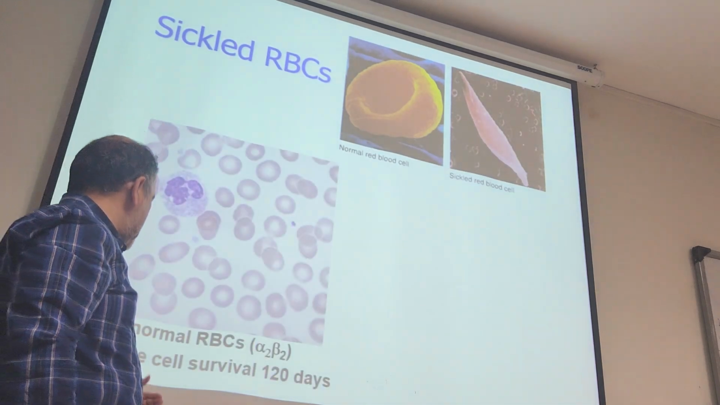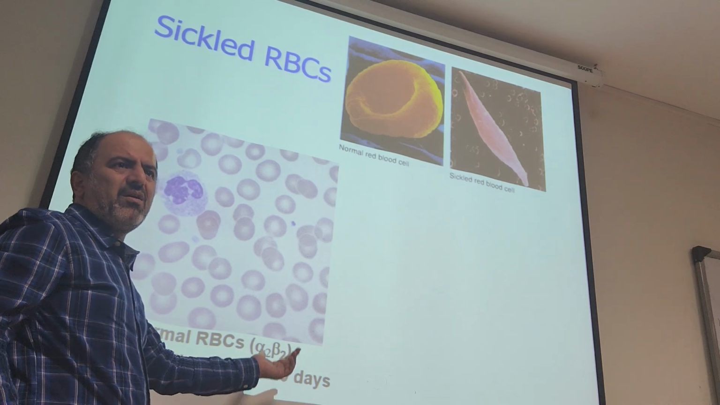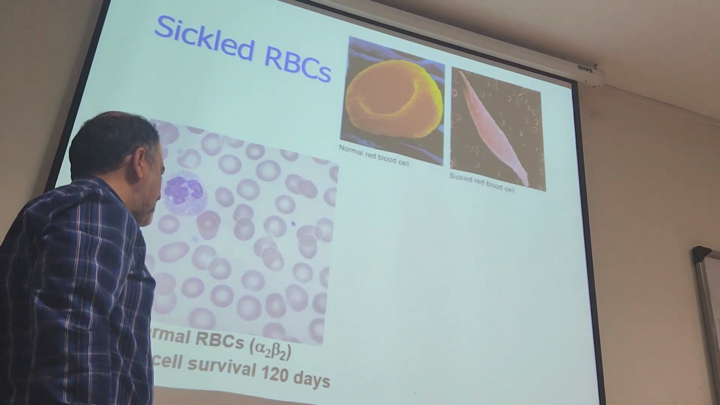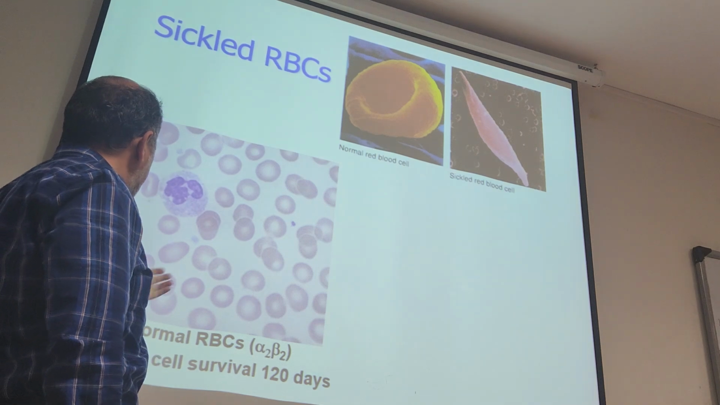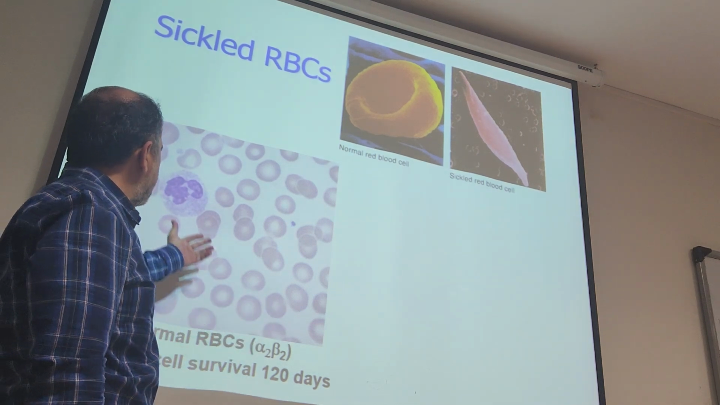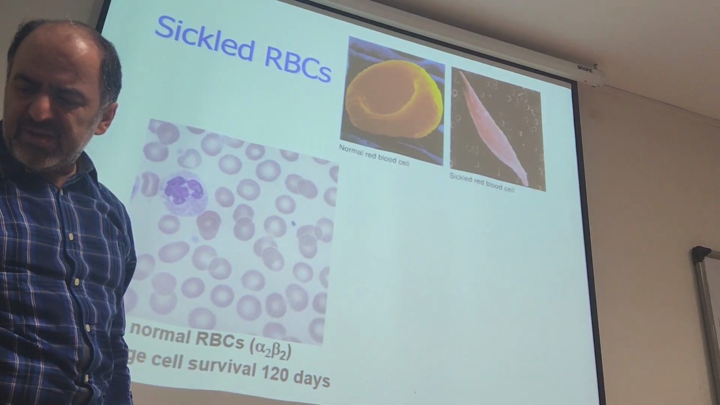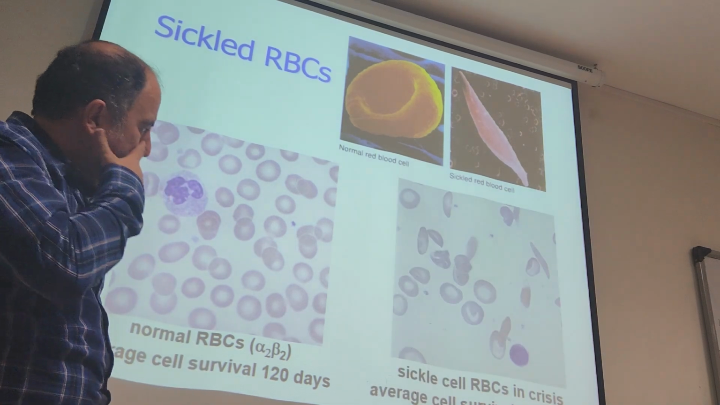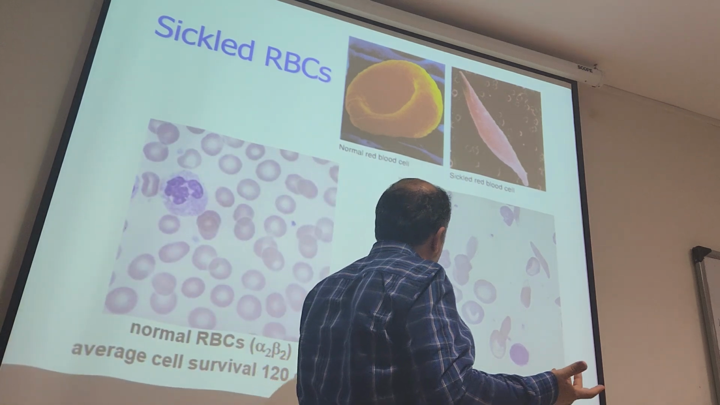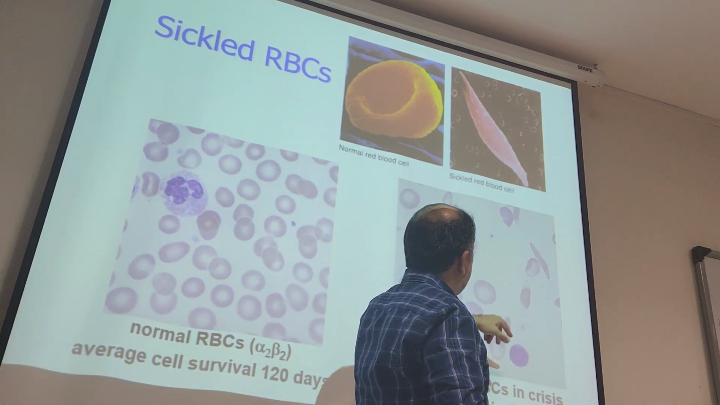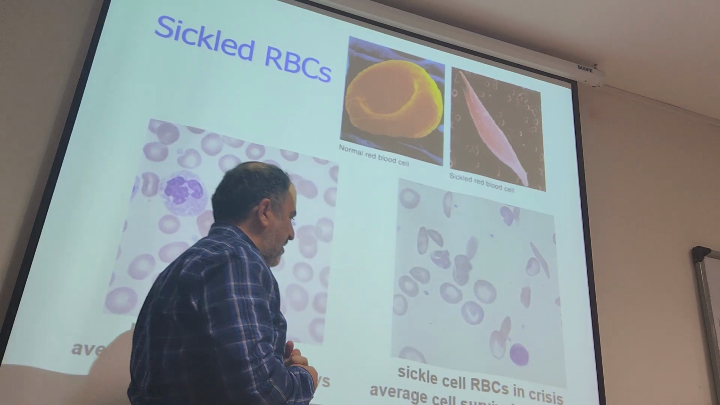Normal RBC has a life of 120 days. In normal people, the hemoglobin lives for 120 days. You will see there is no nucleus in the RBC. This is a white blood cell, and there is no sickle cell anemia hemoglobin. Here you will see the picture of erythrocytes that is not normal. You will see reticulocytes. Also you will see this one, which is sickle cell anemia.